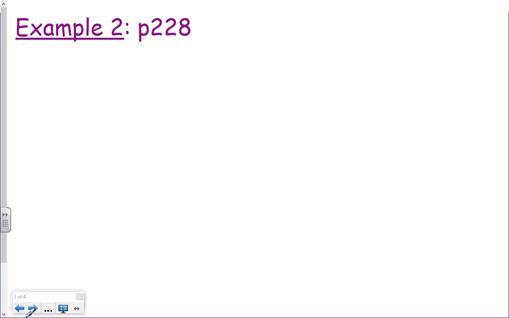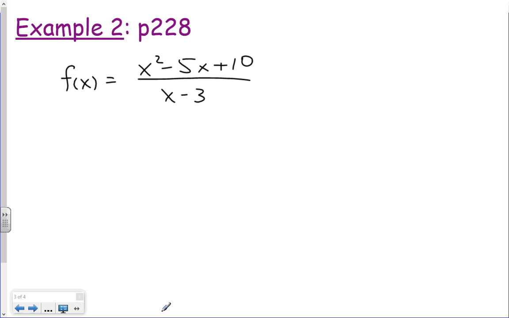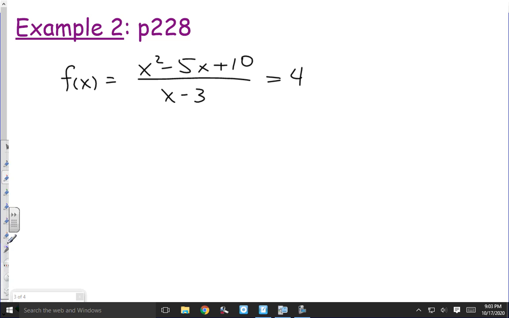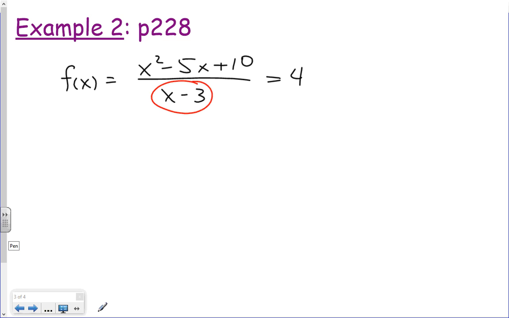All right, let's take a look at the next example there on the next page, example number 2. They give us, actually, this is the same function here. This is f of x is equal to x squared minus 5x plus 10 divided by x minus 3. And they want us to set this equal to 4 this time. Again, you should start out by considering the domain of each one of these. So it's going to be the same domain here, that x cannot be equal to 3.